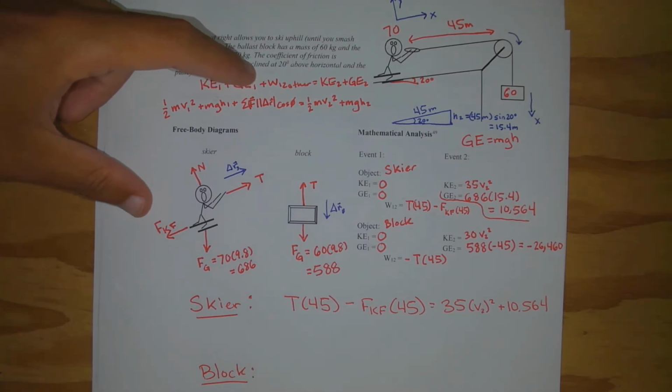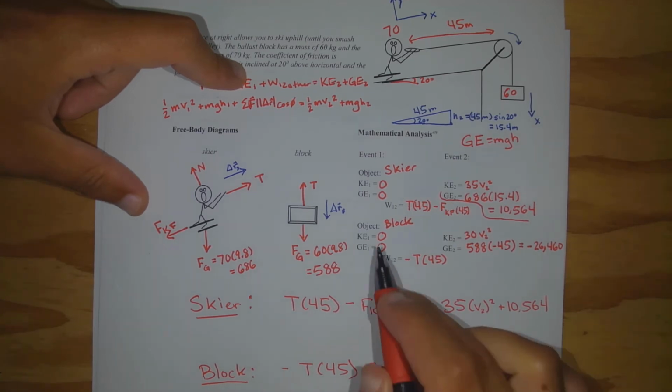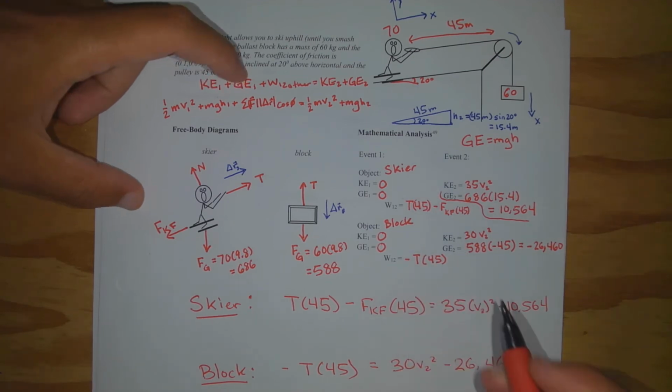Okay, I'm going to come back to the skier in a minute, but I want to write out the work-energy relation for the block first. So for the block, we have 0 plus 0 minus T times 45 is equal to 30 V2 squared minus 26,460. So it's this plus this plus this equals this plus this.